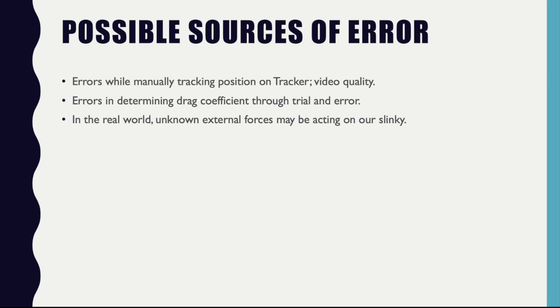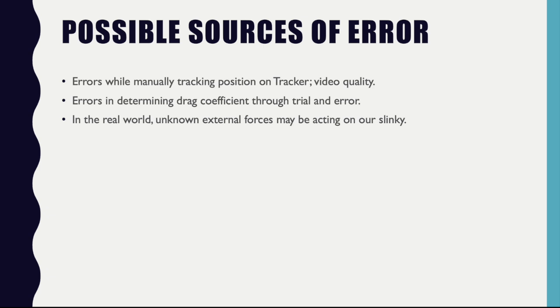Therefore, we need to cover possible sources of error. The main source comes from manually having to track the slinky's position on Tracker, which can be quite difficult considering it's an object on video being clicked on by a mouse. It's hard to tell if the mouse is clicking precisely on the bottom edge of the slinky. Also, the video quality is not the best, so sometimes there is motion blur.